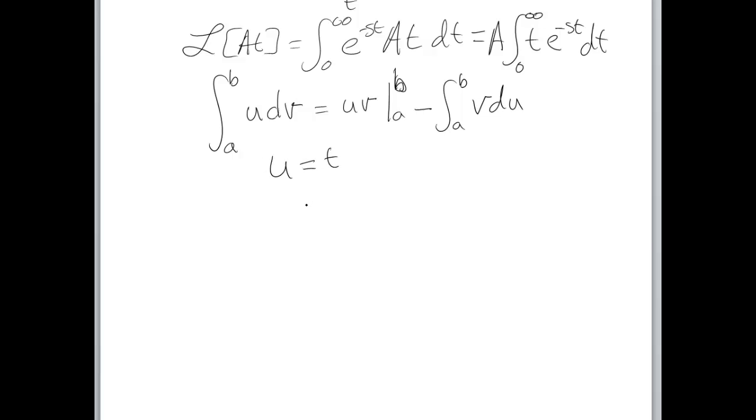In this case, u will equal t, and dv will equal whatever's left over, which is e to the minus st dt. So du now becomes dt, and v will be e to the minus st over s with a minus sign. So now let's perform this integral.